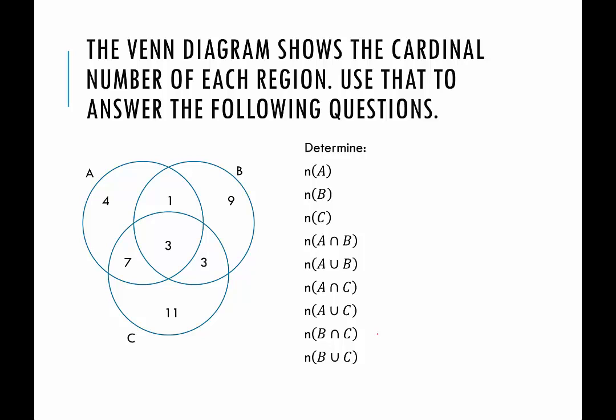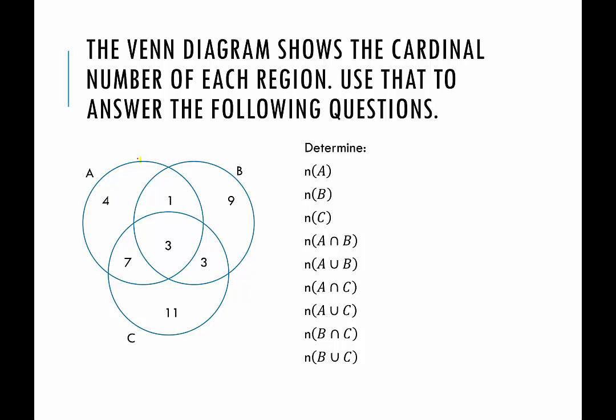Let's look at one more example where we've added a third set into our universe. We now have a set C as well. First, we're going to start by identifying the cardinal number of each of the individual sets, and then we'll look at the unions and intersections from there. I always encourage you to pause the video and see how you do.